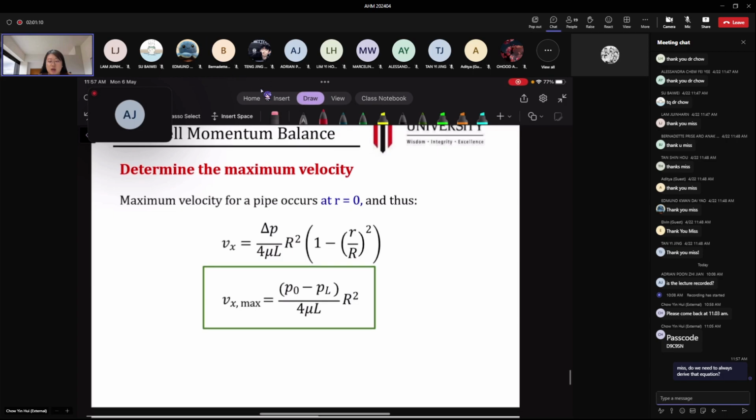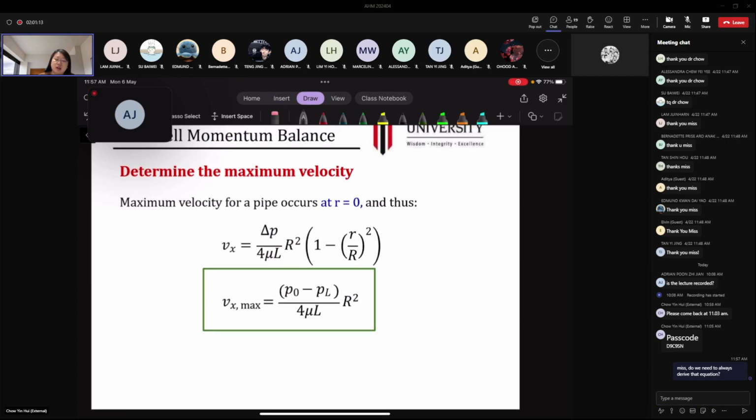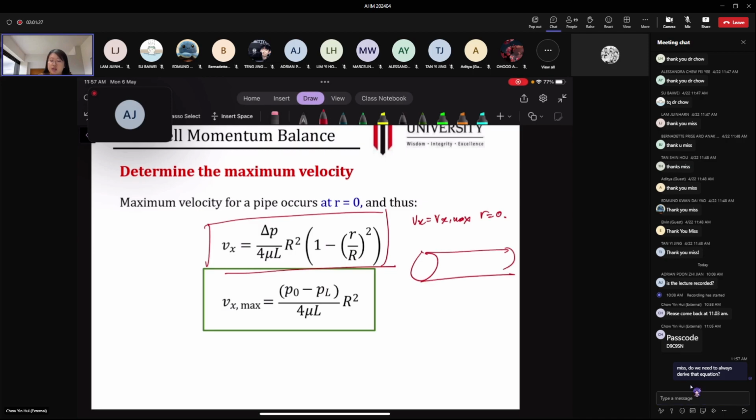Now another thing. If this is the velocity profile that we get, and we want an expression for the maximum velocity, Vx is equal to Vx max when r is equal to 0, which is at the center of the pipe. This section here is the Vx max. So you substitute r equals 0, and the whole equation falls back to this section here. Vx max equals the pressure drop divided by 4 mu L multiplied by the inner radius of the pipe.